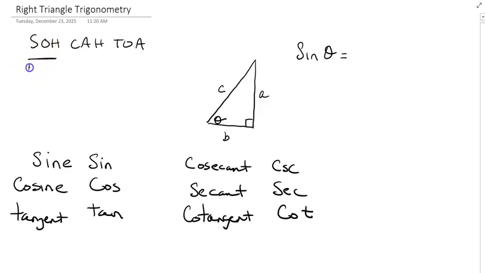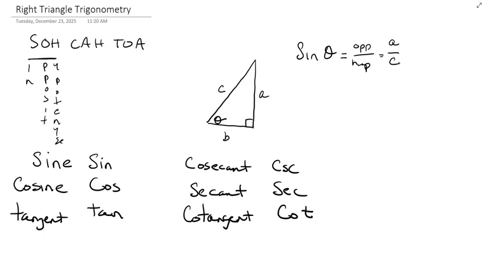Sine is opposite over hypotenuse. Opposite over hypotenuse. So it's the opposite side over the hypotenuse, which in this case would be A over C. Now keep in mind, it is defined from where the angle is.